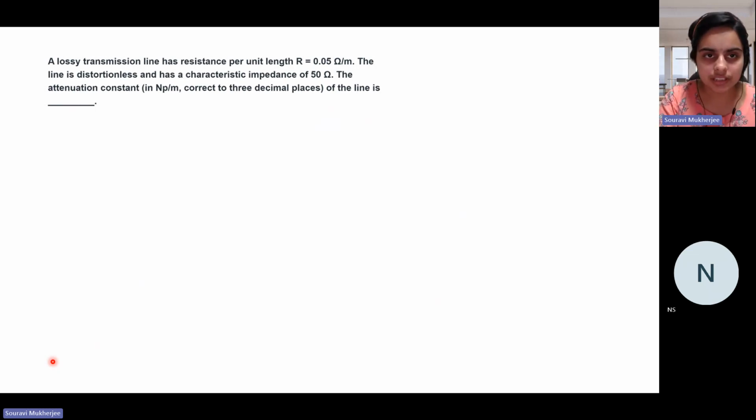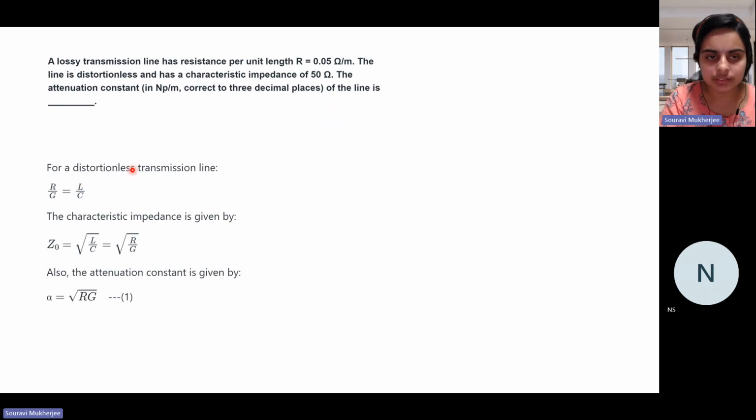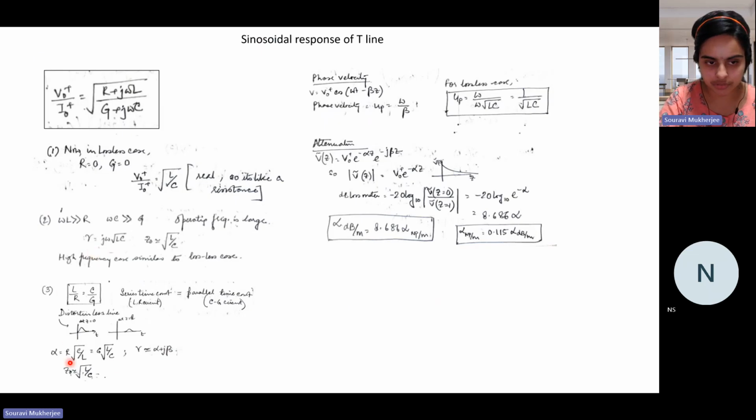Okay. So, this is what is provided to you, right? R by G equal to L by C. Now we know R, and the characteristic impedance is given by something like this. So if you compare this expression, what will be alpha square? Alpha square will be just given as R into G, right? If you multiply this by this, what do you get? You get alpha square, and that is equal to RG. So alpha is equal to root over RG, right?